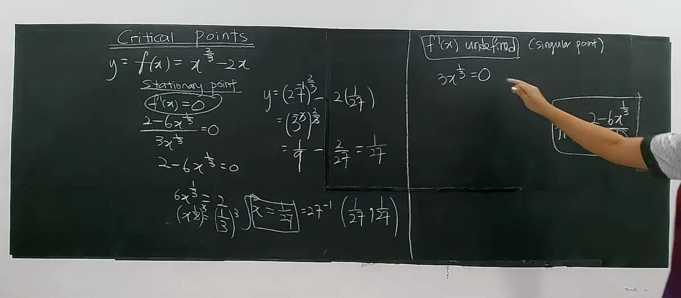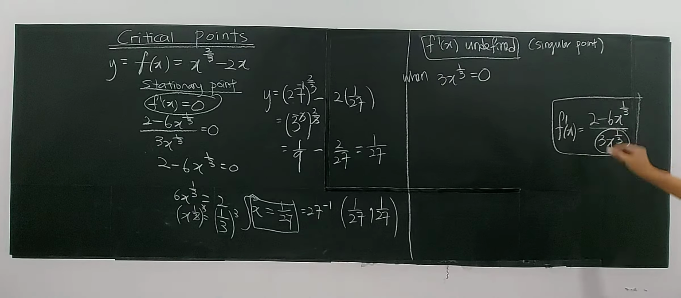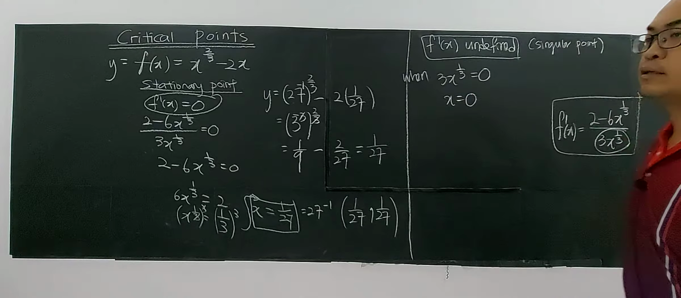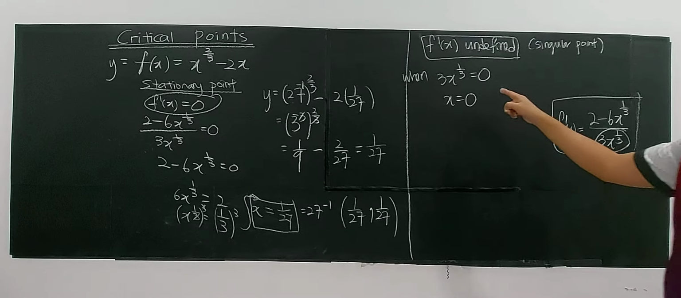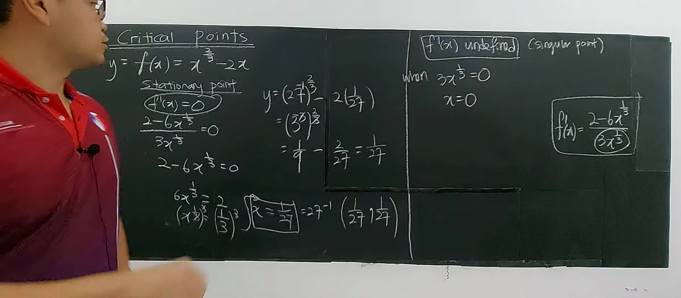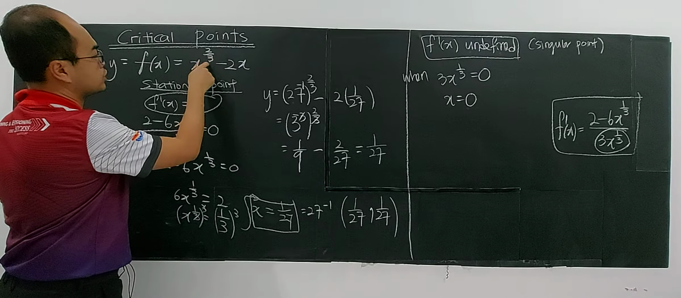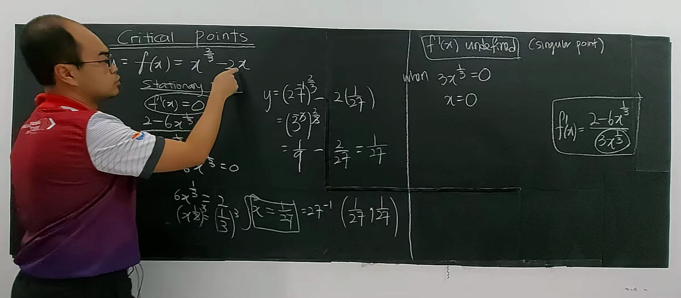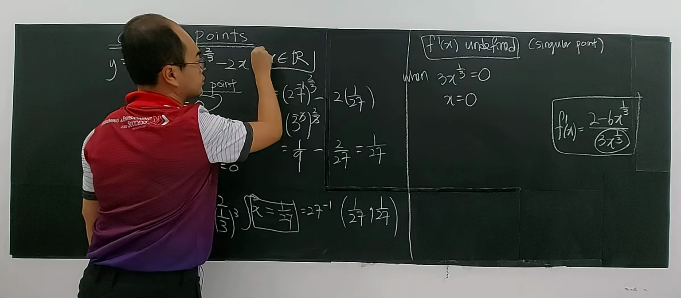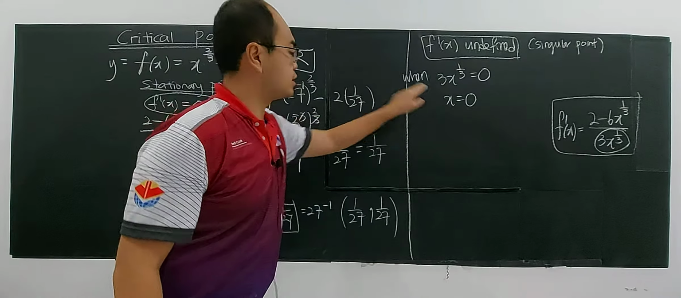It's undefined when this one is equal to 0. So if you solve this, you get x equals 0, right? And this value of 0 is in the domain. As you see, the domain for this f(x), as this is 2 over 3, can accept any value of x. So the domain is negative infinity to infinity, and 0 is in the domain.